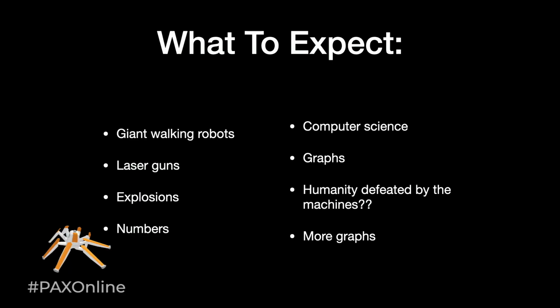So here's what to expect in this talk. We've got giant working robots that look like spiders, we're sorry. Exactly. We have laser guns, which is very cool. We have explosions and numbers and computer science and graphs or graphs? This is a worldwide audience now. So graphs and graphs. Take your pick.